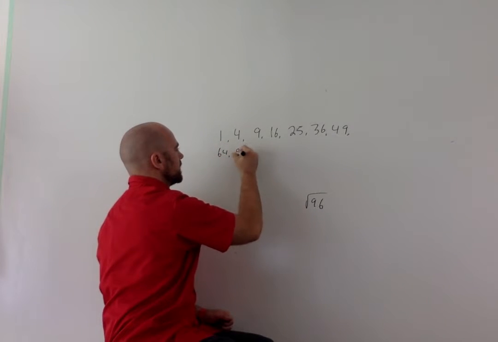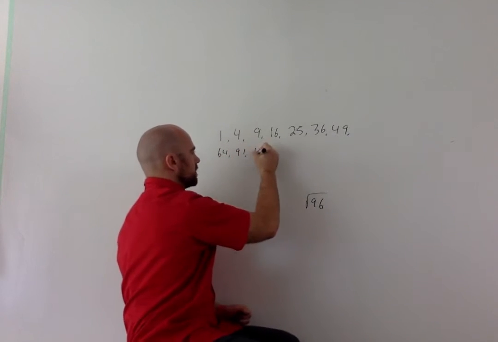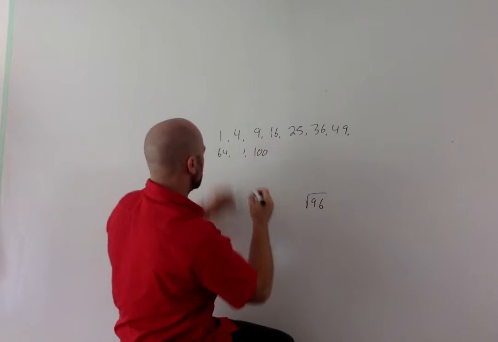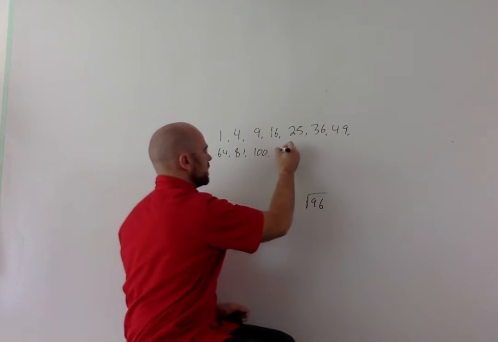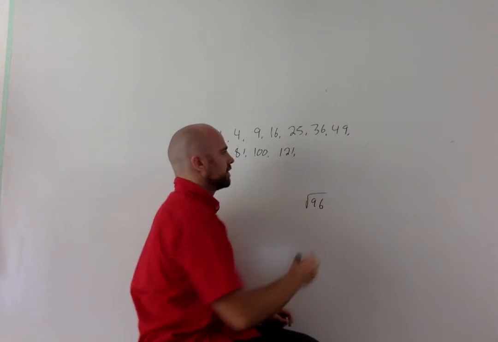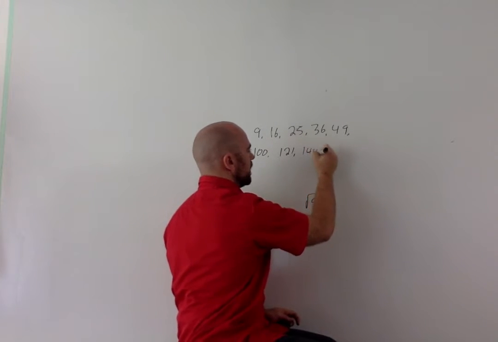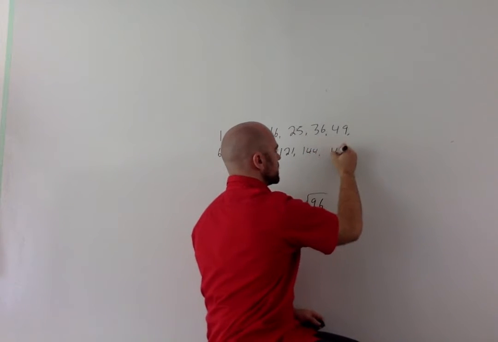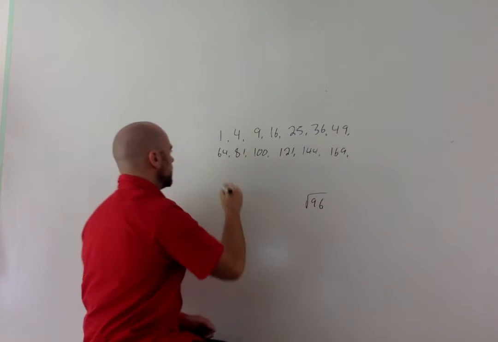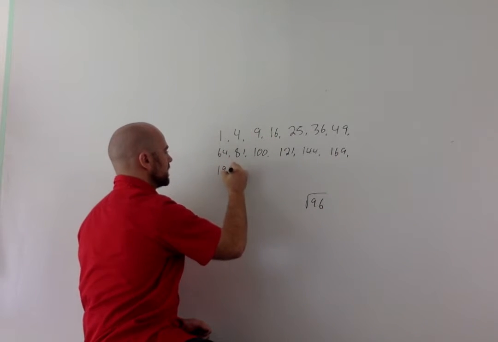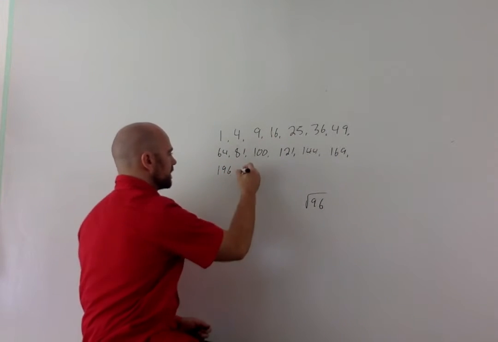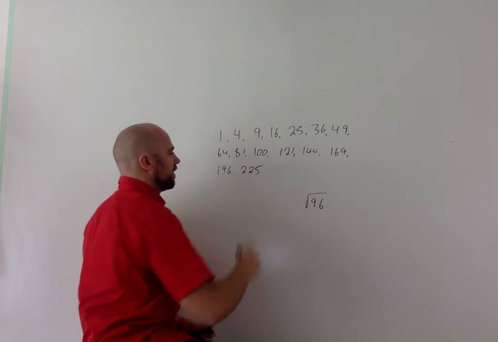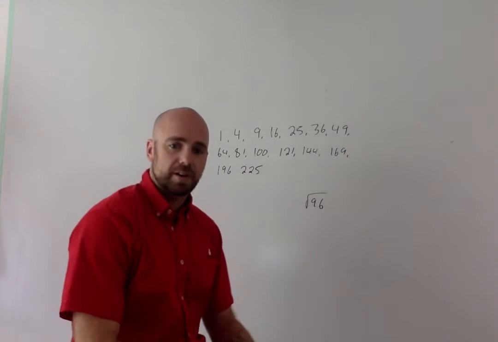9 times 9 is 81. 10 times 10 is 100. That's neat. 11 times 11 is 121. 12 times 12 is 144. 13 times 13 is 169. 14 times 14 is 196. And 15 times 15 is 225. And that's all I've asked you to try to do for now.